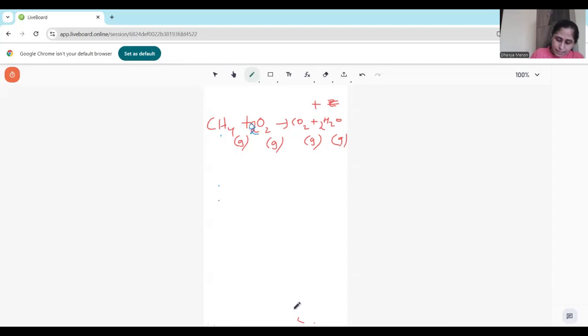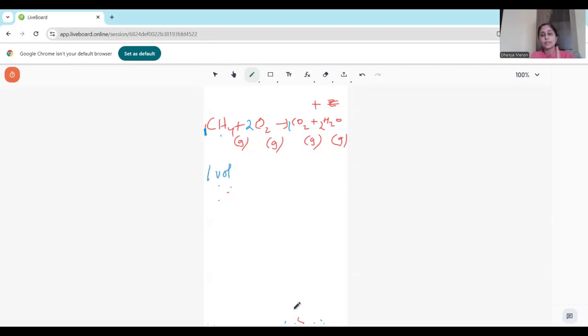These balancing numbers that I have written are called stoichiometric coefficients. Okay. So here, in the case of methane, if no number is written, it's equal to 1. Okay, so these are called stoichiometric coefficients. Now, if no number is there, that's equal to 1. So in this case, we have one volume.